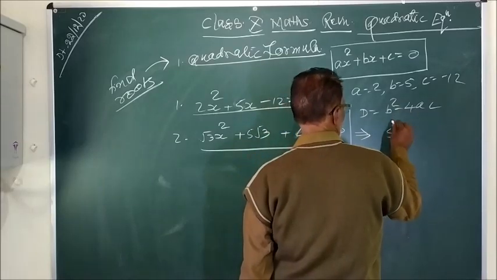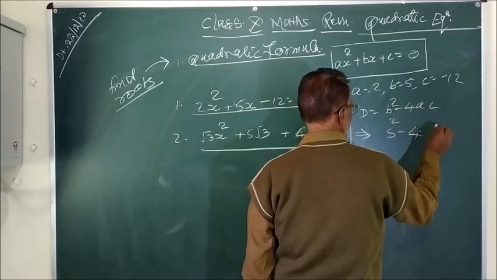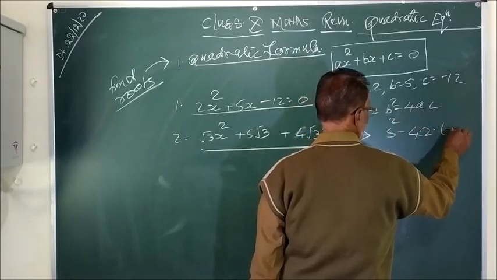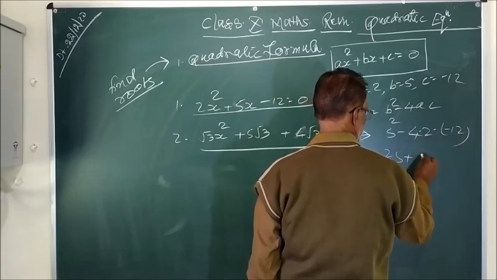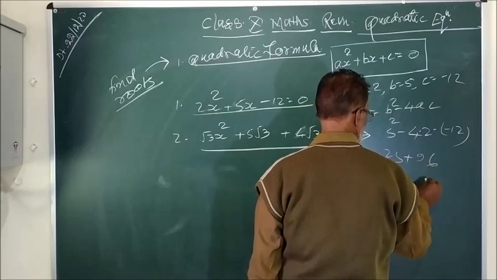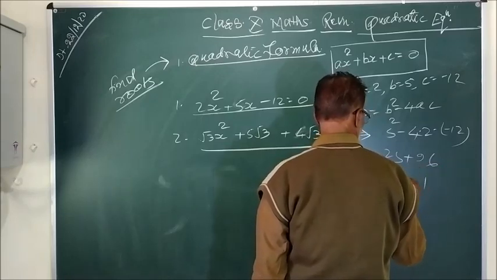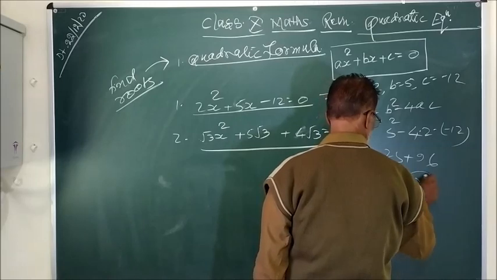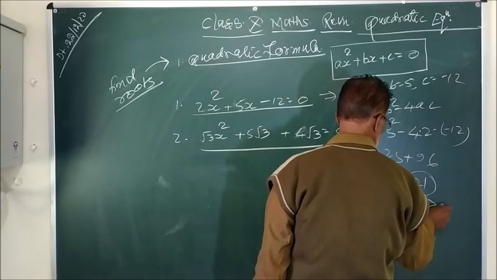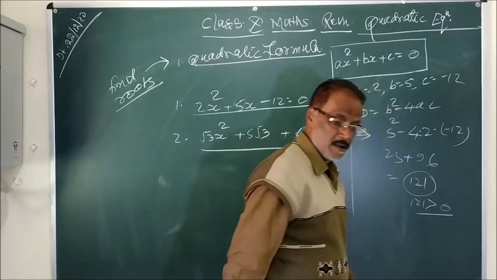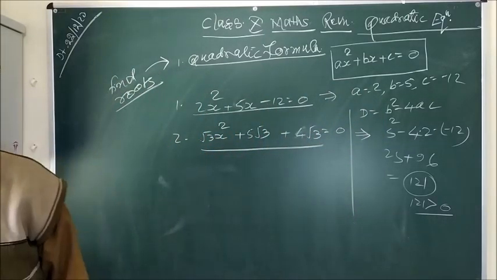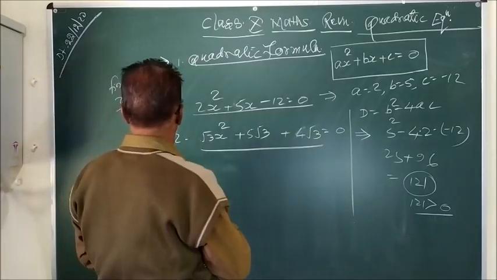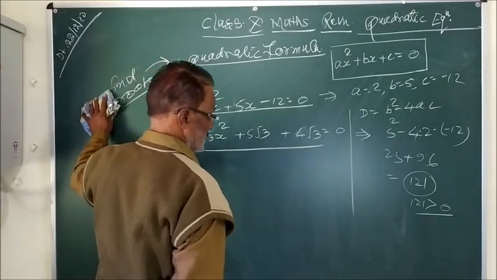So b squared is 5 squared, minus 4 into 2 into minus 12. This will be 25, and minus times minus is plus, 4 eights are 32, plus 96, so 25 plus 96 is 121. So this is greater than 0, the roots are real. But as I told you, if the question says find the roots, there is no need to find this.